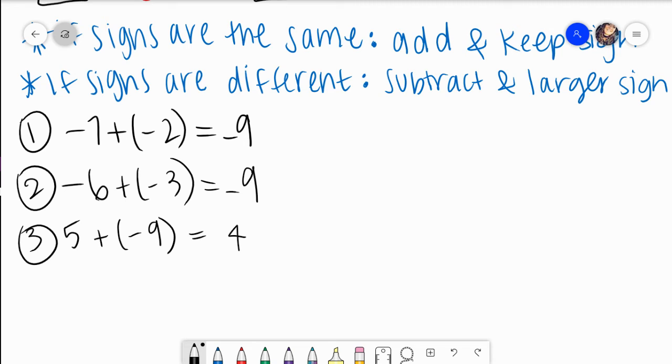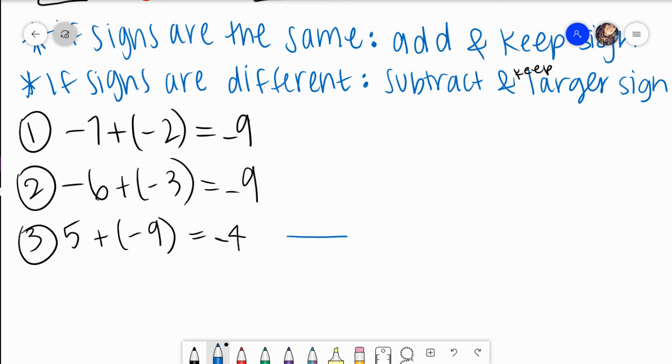So subtract and keep larger sign. That might be a little bit more clear. So the larger sign, what I mean by that is what's the biggest number? Just looking at the numerical values, I know that the number 9 is bigger than the number 5, and the number 9 is negative. So my 4 is going to be negative.